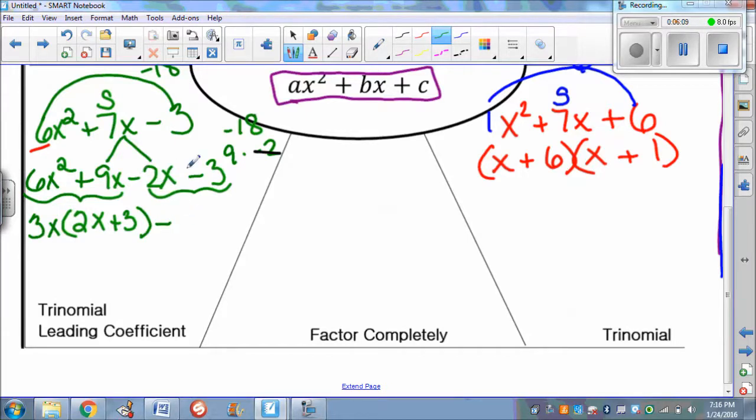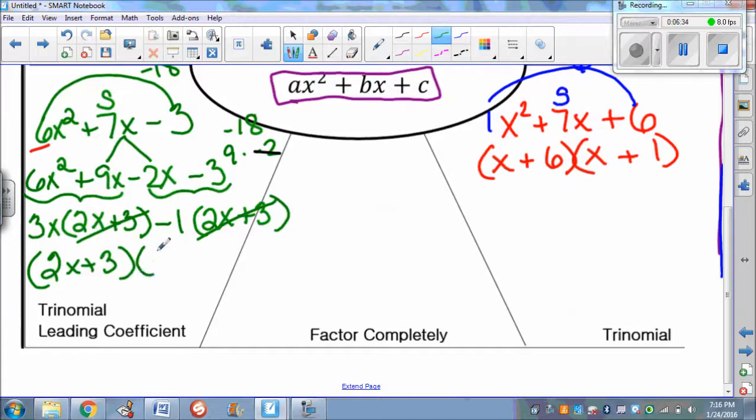So what is my GCF of this second group? And I know that it's just a negative 1. And what am I left with? 2x plus 3. So examine this whole expression. What do they share in common? 2x plus 3. Because essentially that's another GCF. And then what's left over? Reading from left to right, 3x minus 1.